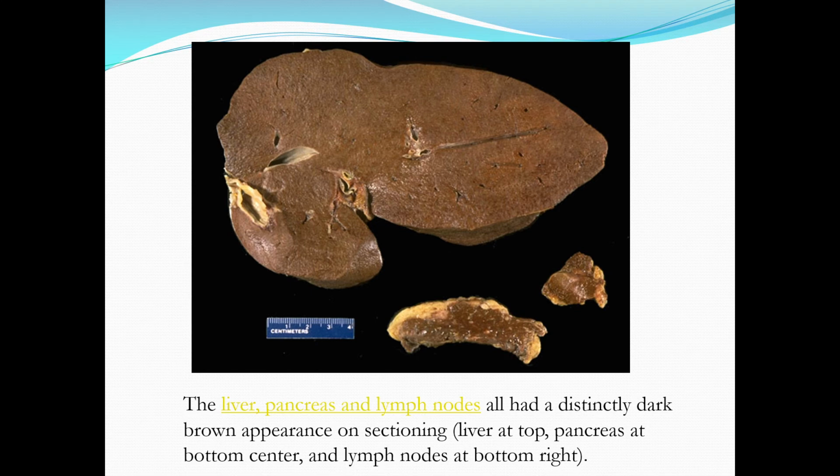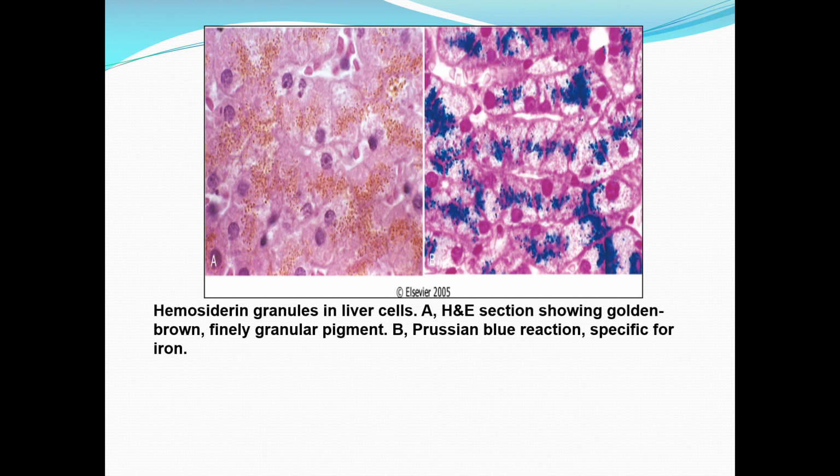You can see the liver, pancreas, and lymph node all have a distinct dark brown appearance. Liver at the top. This is the pancreas, and this is the lymph node. You can see hemosiderin granules in the liver cells. A similar slide is stained with a special stain, that is Prussian blue. You can see a dark brown or bluish stain, which are the hemosiderin granules. So for hemosiderin, the special stain is Prussian blue.